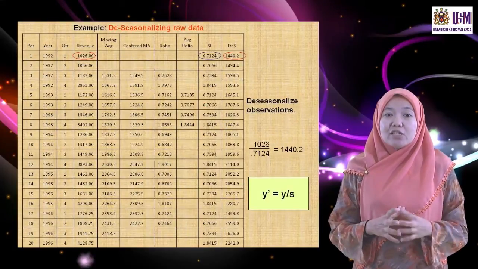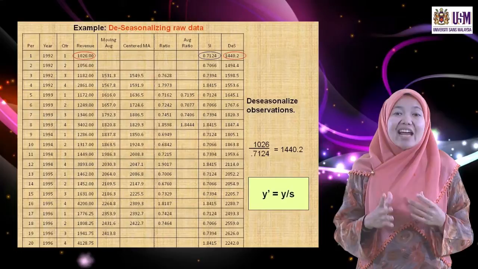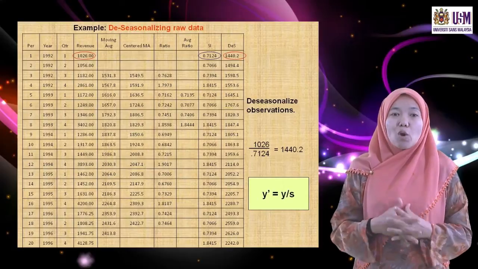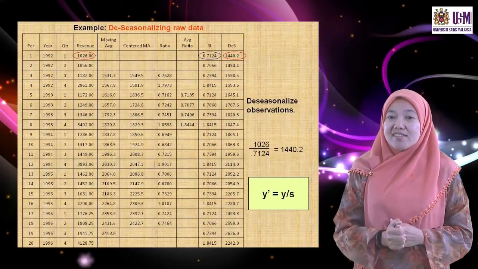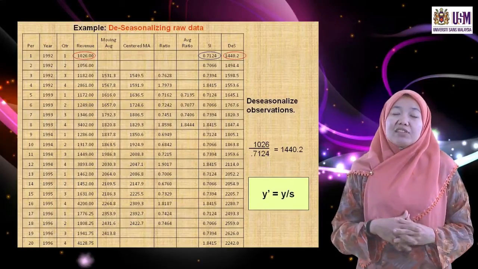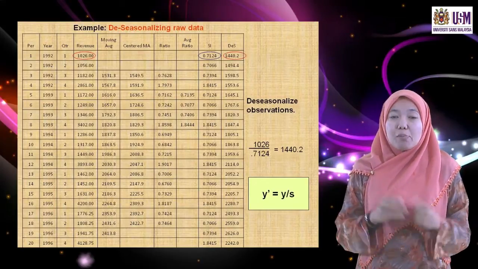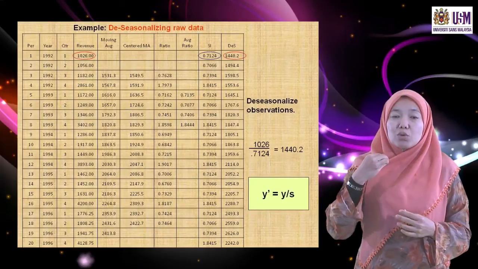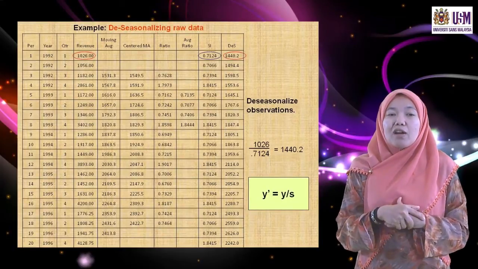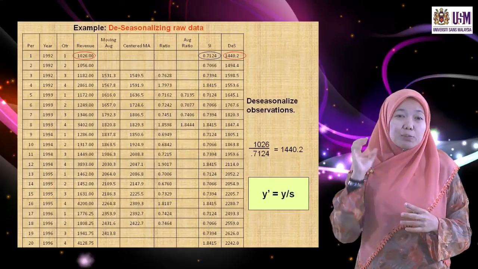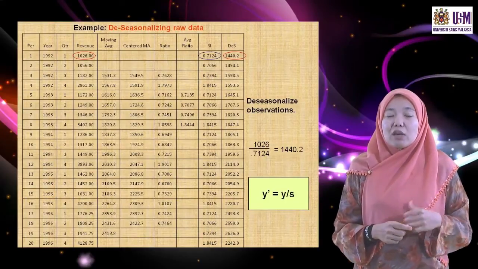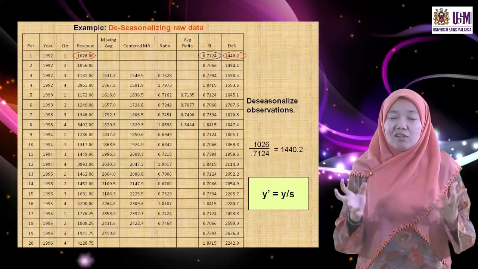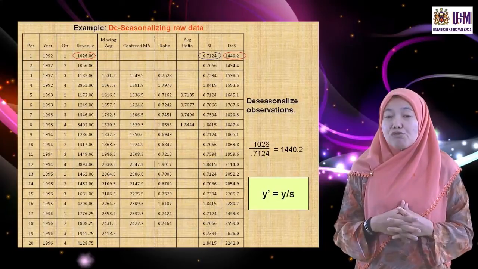The next step that we're looking into is what we call de-seasonalizing your raw data. That means we want to take out the seasonal component. Once you already calculate your seasonal index, you already have that column. This is where you need to add another column. Bear in mind, the calculation looks tedious, but just bear with me. This is what you need to do manually. But if you're talking about a large data set, don't worry, you can just plug it into the software, whether we are talking about Minitab or any other software or Excel, they will be able to do all the steps that we have covered so far.